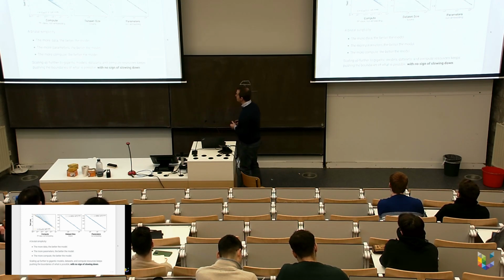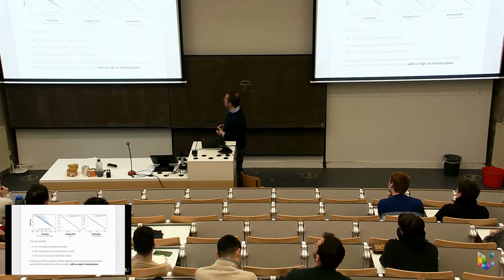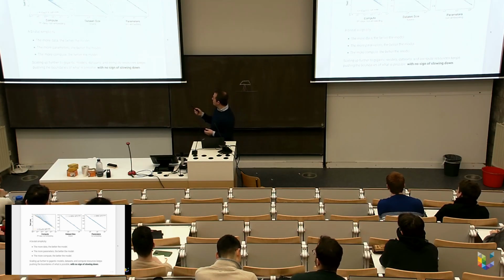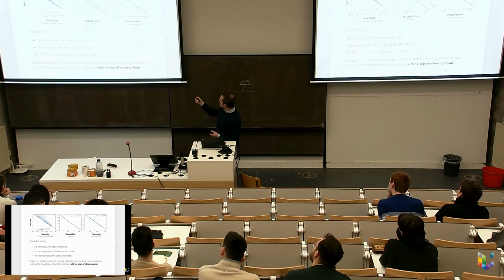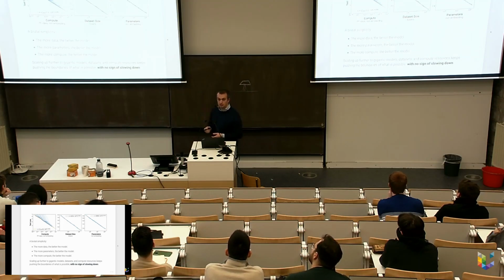At least at the time, so this figure is already a couple of years old, we were not seeing any sign of slowing down. We were not seeing this saturation that we think will be reached eventually. So you see in these plots there is no sign of saturation. The more compute you have, you see that it's decreasing. The larger the data set, you see it's decreasing. And the more parameters, it's also decreasing. And you don't see any sign of saturation.